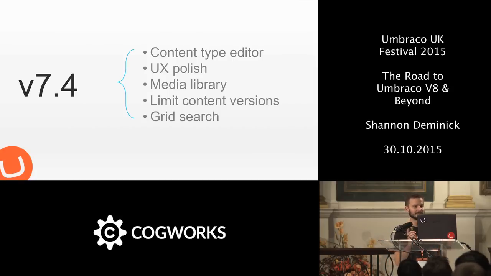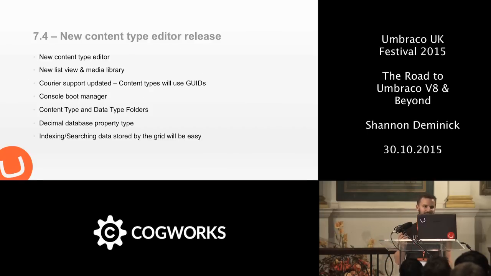The other main one, which was just discussed, is the grid search. Now this one's quite important for obvious reasons, because right now we just store a big blob of JSON. So content type editor, the new list view and media type library.